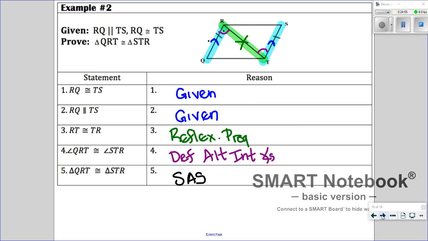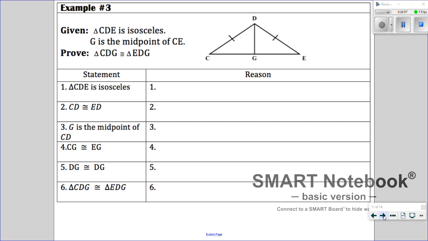Okay, let's see. We have one more. So it says, given the triangle CDE is isosceles. Remember, isosceles has congruent sides and congruent base angles. They said G is the midpoint of CE. And they want us to prove that CDG is congruent to EDG.